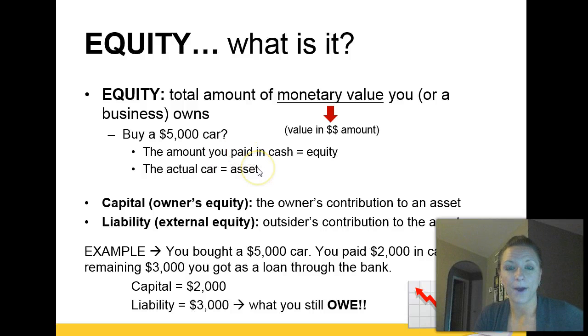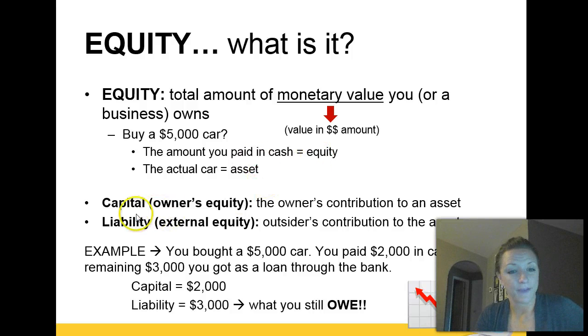So when you're thinking about the monetary value of your business, say the only thing your business owns is this car, then the equity of the business would be the $5,000. The asset would be the actual car. So again, equity is the monetary value of what you or the business owns. Okay, the monetary value of what you own. So again, the car is the asset. The equity is the amount of that asset, so $5,000.